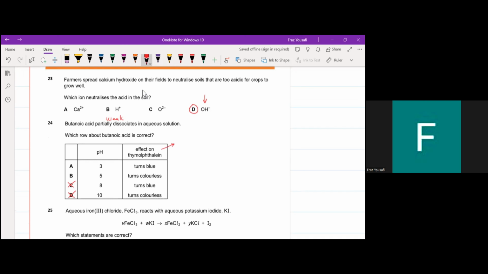But the next part is what gives it away. Thymolphthalein is one of those two indicators, along with litmus, that you are absolutely supposed to know the color change in. For example, in alkalis, thymolphthalein is always blue, but in acids, it's always colorless. So therefore, B is your answer because this blue in thymolphthalein implies alkali, not acid.